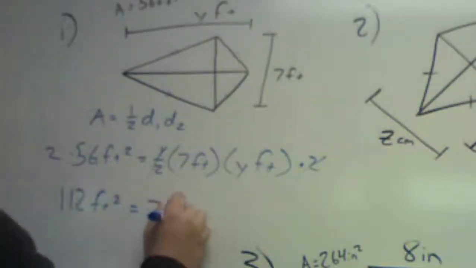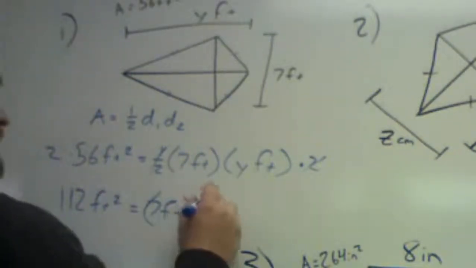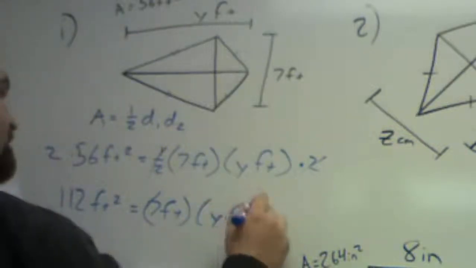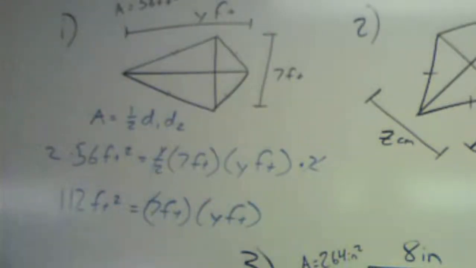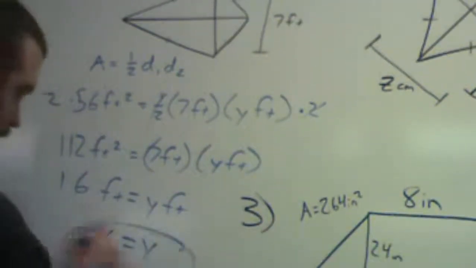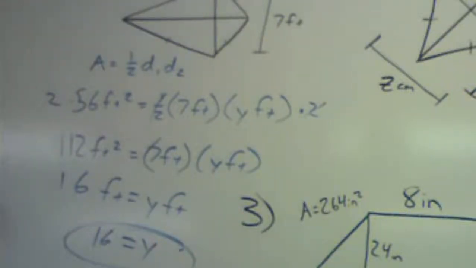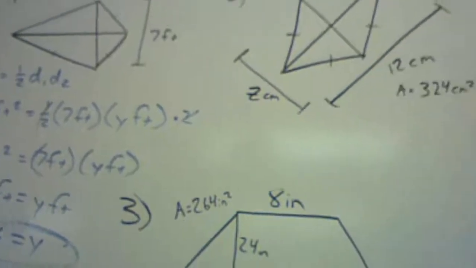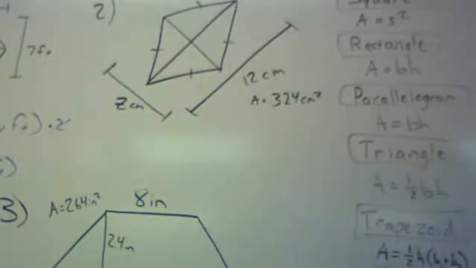Equals 7 feet times y feet. Divide both sides by 7 feet. And what I'm going to end up getting is 16 feet equals y feet. So y is 16. And there I go. That's all there is to it, is plug it into the equation and solve for my unknown.